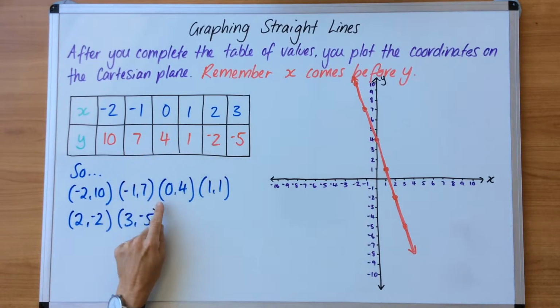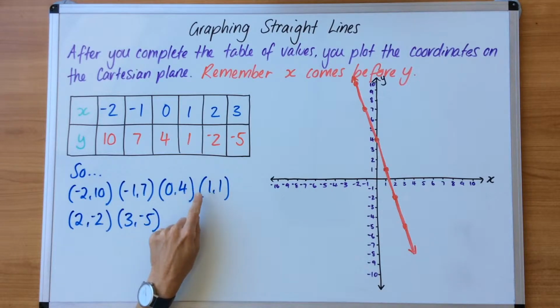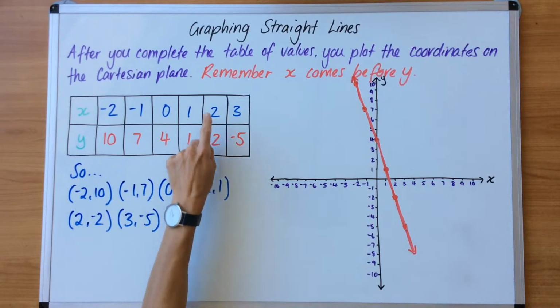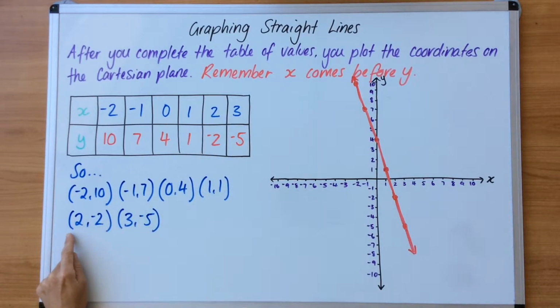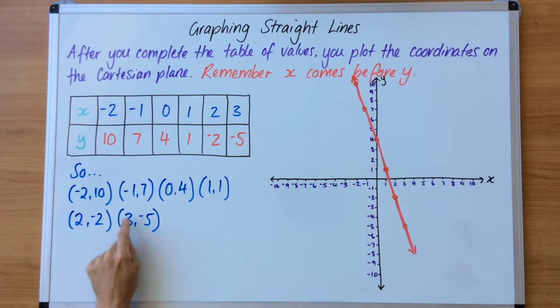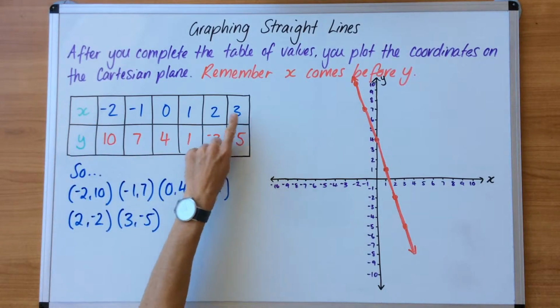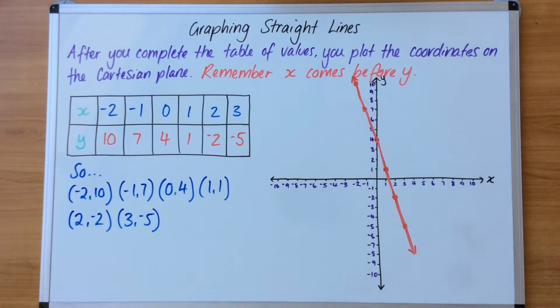0 and 4, bracket, 0 comma 4 bracket. 1 and 1, bracket, 1 comma 1 bracket. 2 and negative 2, bracket 2 comma negative 2 bracket. And last one, 3 and negative 5, bracket 3 comma negative 5 bracket. So we have taken coordinates from this table, because that's essentially what we've done. We've calculated using a rule the table of values, which then turn into coordinates, which we then plot onto our Cartesian plane.